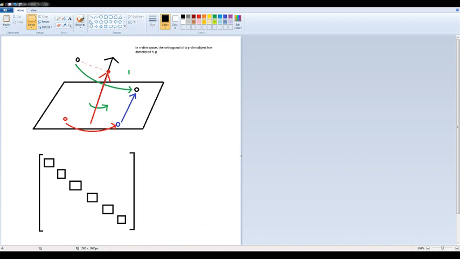Also, a symmetry around a point is a rotation. It's a rotation by 180 degrees. So you can use those as well. And any rotation matrix in any dimension on top of that has this shape, basically. It has exactly this shape.